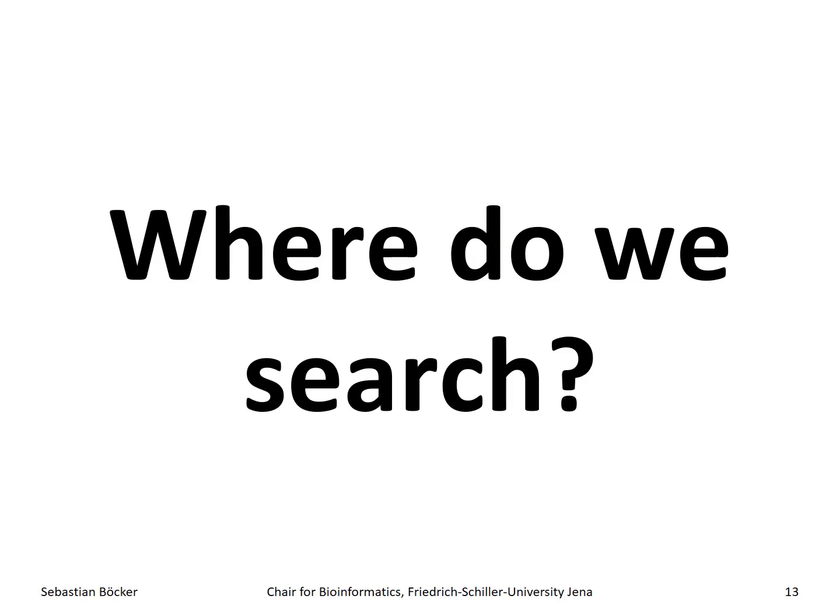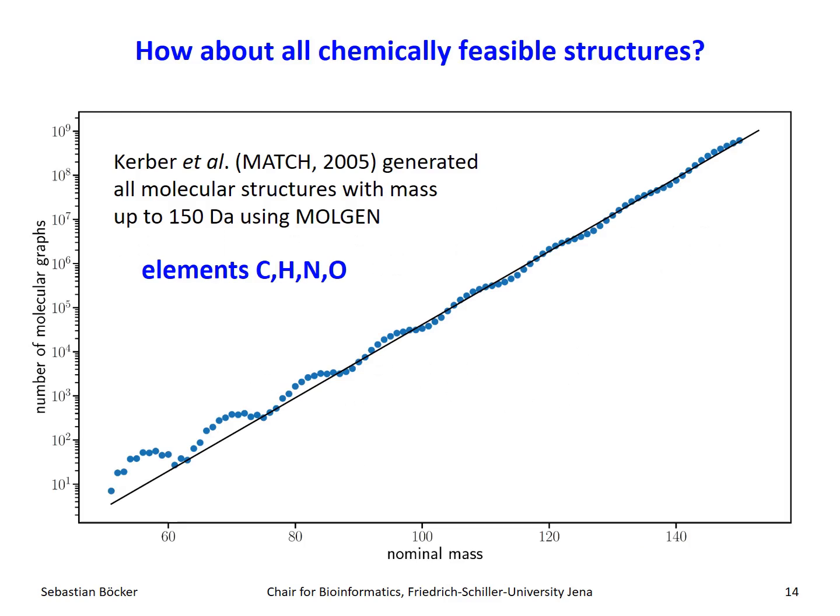Next question, where do we search? There are obviously different possibilities. And maybe the first one that comes to mind is, let's consider all chemically feasible structures. Now there's a nice paper from 2005 where they generated all possible molecular structures for a certain nominal mass, and they did that for all masses up to 150 Dalton. They only did that for these 4 elements, which are arguably the most important for biomolecules.